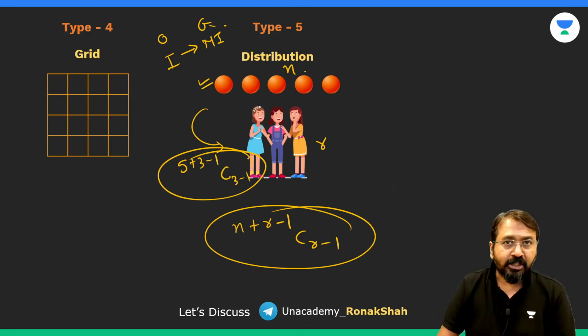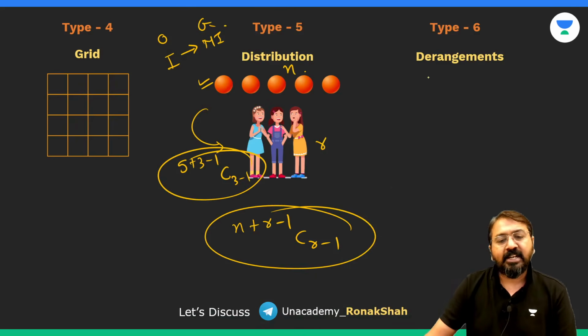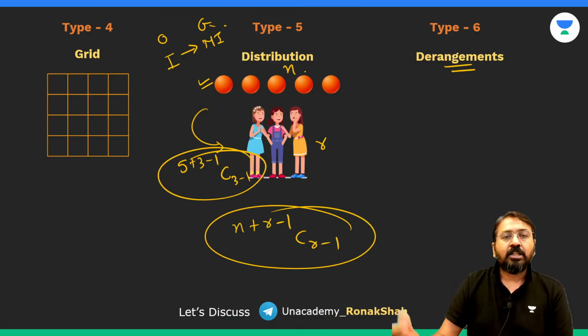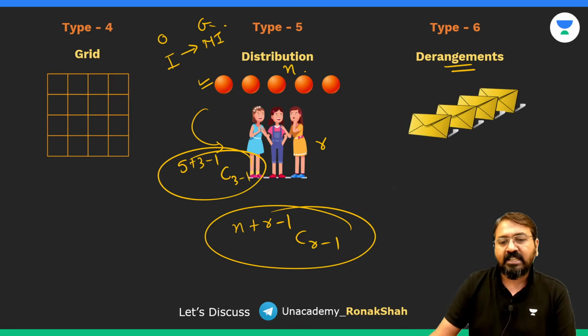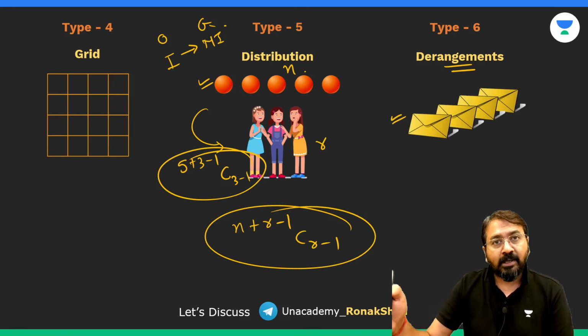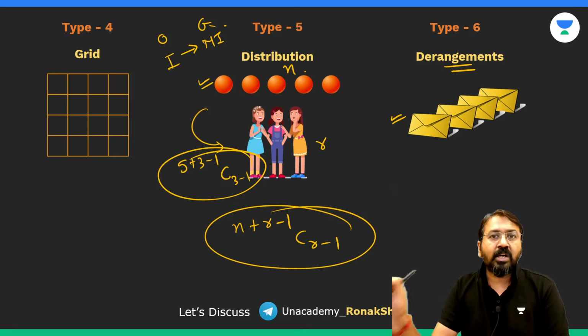So I really hope you have understood this. Okay, moving forward with the next variety, it is derangement. Very rarely have questions been asked based on derangement. Now what is a derangement? I'm sure you must have seen this kind of situation: in how many ways can we put 4 letters in 4 addressed envelopes such that none of the letters goes to the correct envelope.